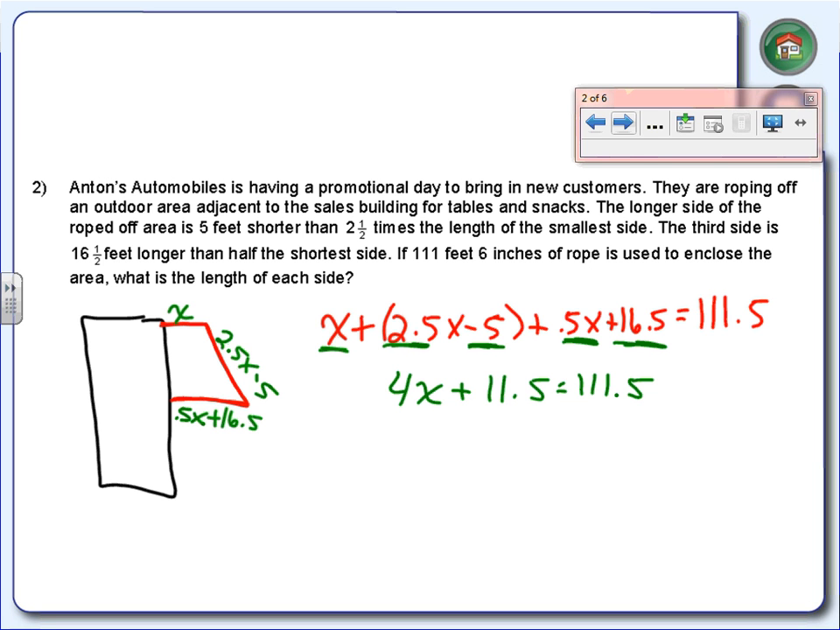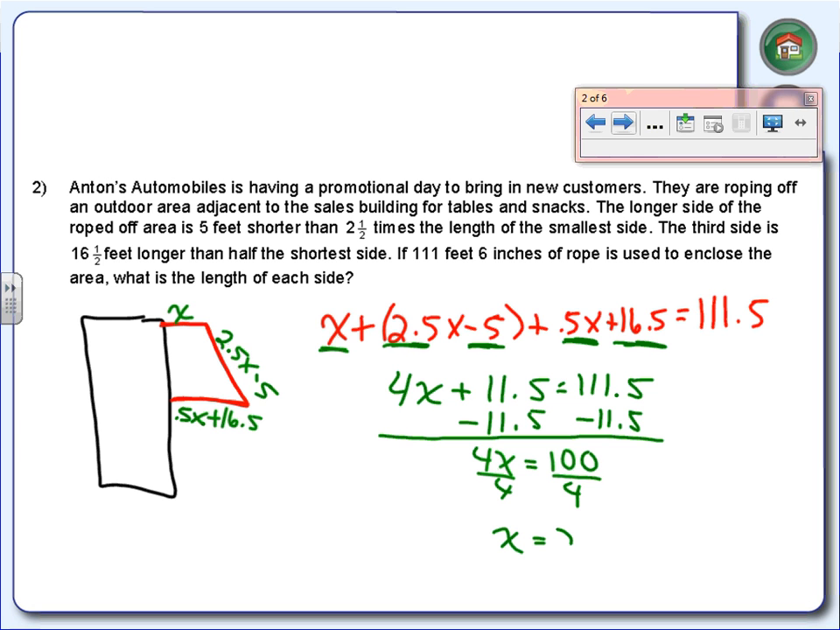We're solving for x, so the next thing we're going to do is subtract 1.5. So now we have 4x is equal to 111.5 minus 1.5 is 110. Almost there. Divide by 4. 110 divided by 4 is 27.5. And remember, we're talking in feet here.